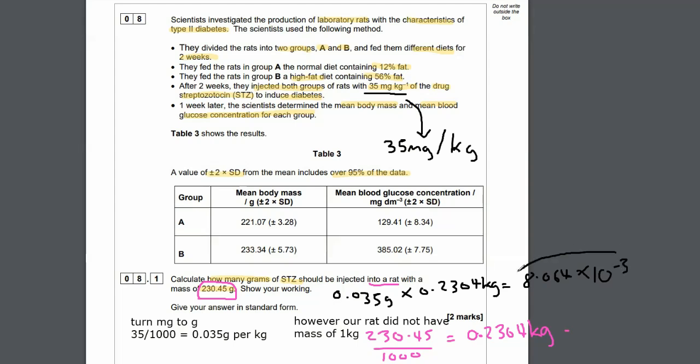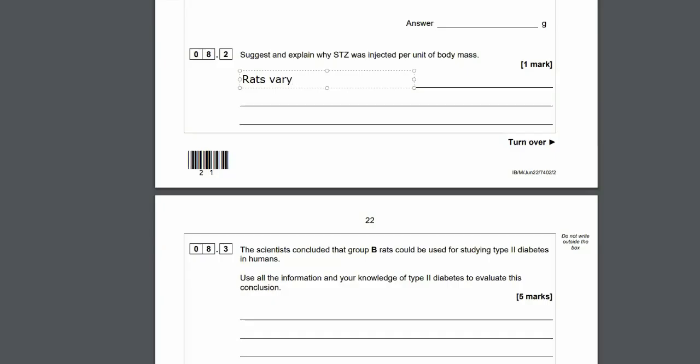And the answer is 8.064 times 10 to the minus 3. And they wanted the answer in standard form, so they needed it written like this, essentially. You could write 8 times 10 to the minus 3 if you like. Right, let's move on.